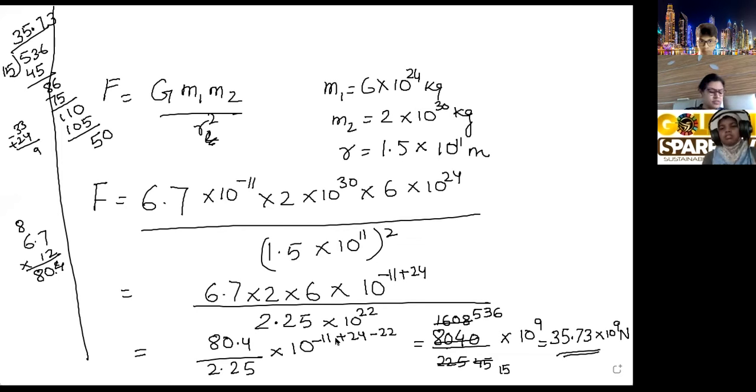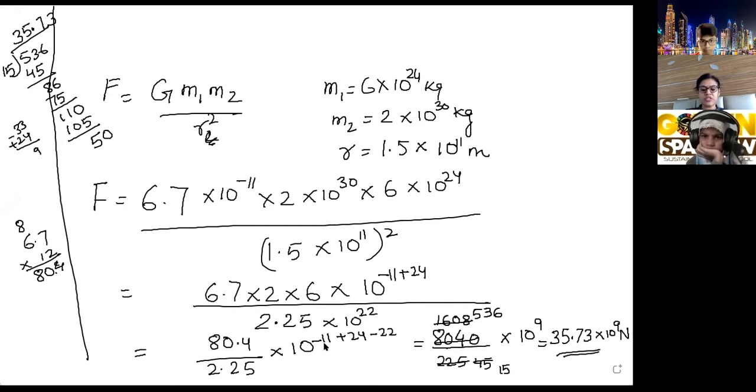22 कैसे आया? पावर 10 का गड़बड़ हुआ है. नीचे का पावर is 22 है. So this 22 when it goes in the numerator it becomes minus 22. Okay, this is minus 9. The power should be minus 9.